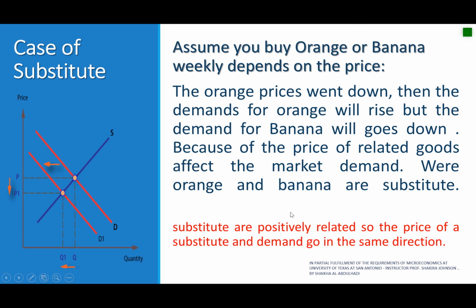The next case is a case of substitute. Assume you buy orange or banana weekly, depending on the price. The orange prices went down suddenly, then the demand for orange will rise, but the demand for banana will go down. That will shift the demand curve to the left, because the price of related goods affects the market demand, where orange and banana are substitutes.